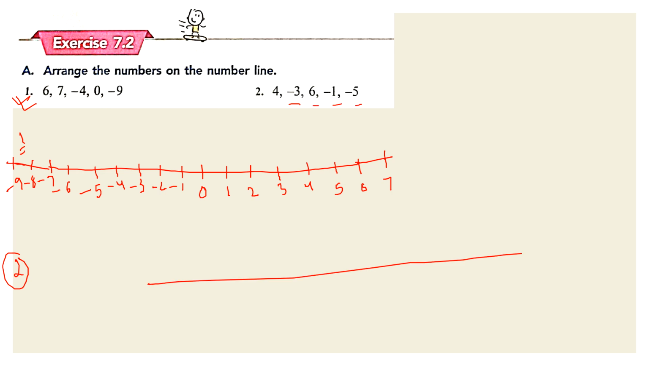And for number 2, if you see, we have got 4, minus 3, 6, minus 1, minus 5. Similarly, make the line, put a 0. On this side, we are going to have the minus numbers: minus 1, minus 2, minus 3, minus 4, minus 5. On this side, we are going to have 1, 2, 3, 4, 5, 6. That's it.